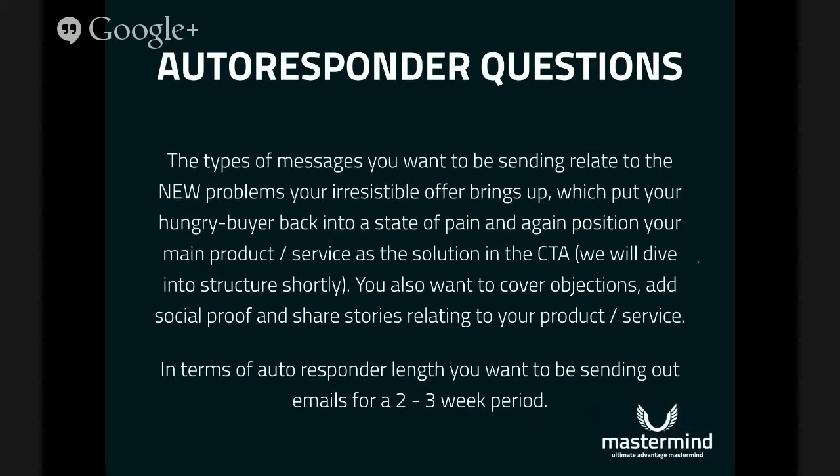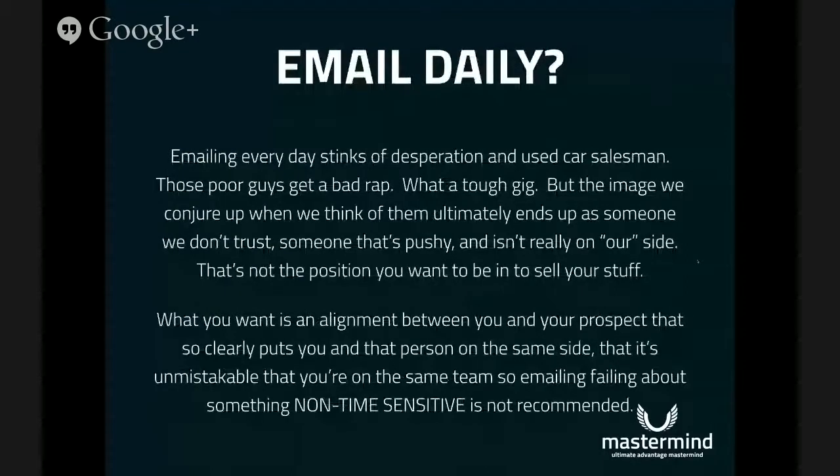In terms of the length of your autoresponder, you really want it to be sending out emails for about 2 to 3 weeks, okay? 2 weeks being the minimum. Now, a lot of people ask, does this mean I'm emailing them every single day for 2 to 3 weeks? No. Emailing every day, in my opinion, really stinks of desperation and that used car salesman approach, okay? Think of a used car salesman, and those guys get a bad rep. It's a tough gig. But the image that someone conjures up when people email daily and you get positioned as a used car salesman isn't really someone that we trust, right? It's someone who's pushy, who isn't really on our side, who doesn't have our best interest. That's not the position that you want to be in, okay?